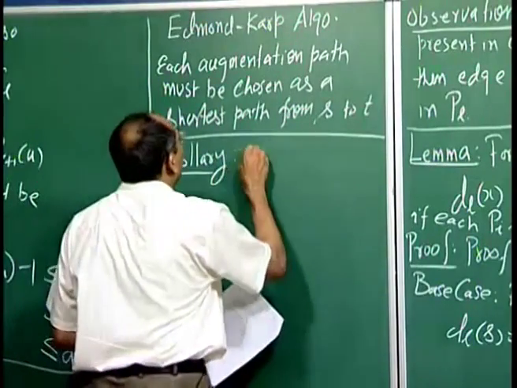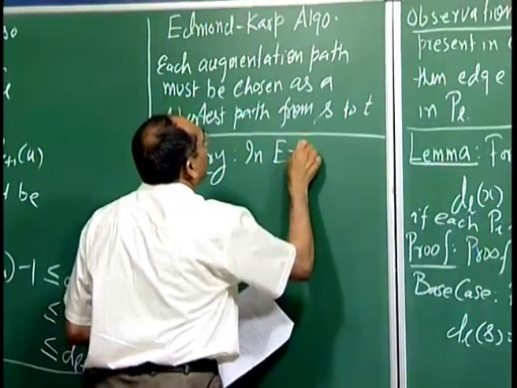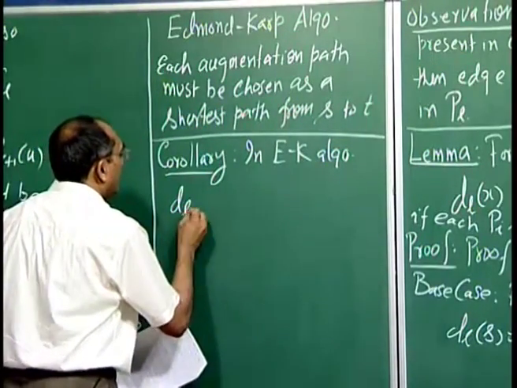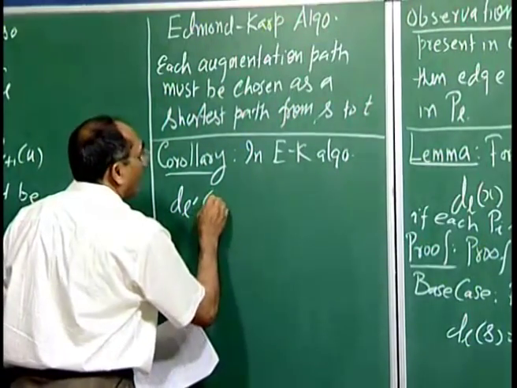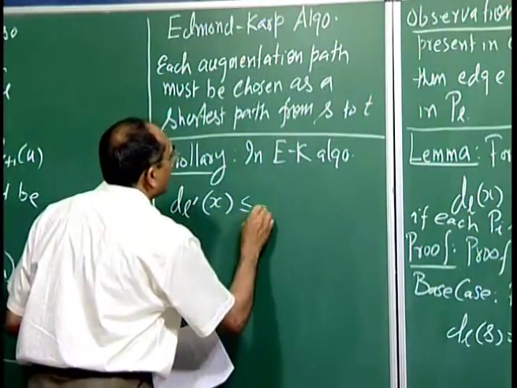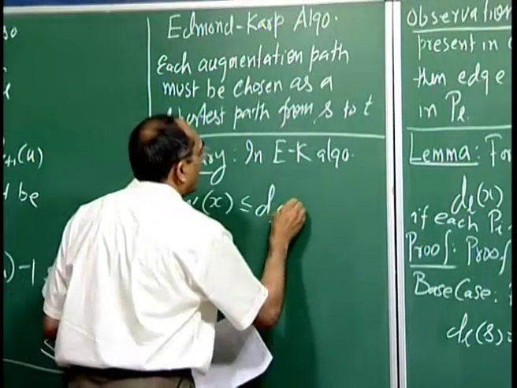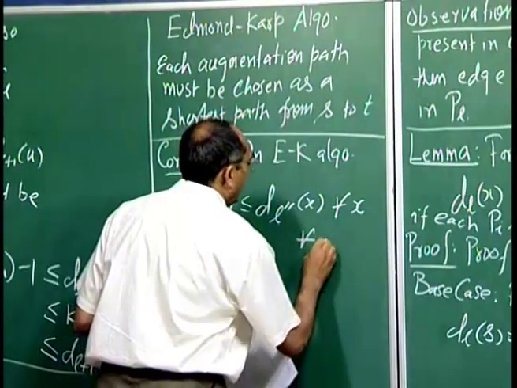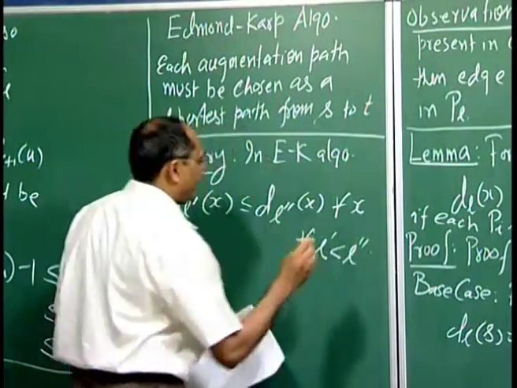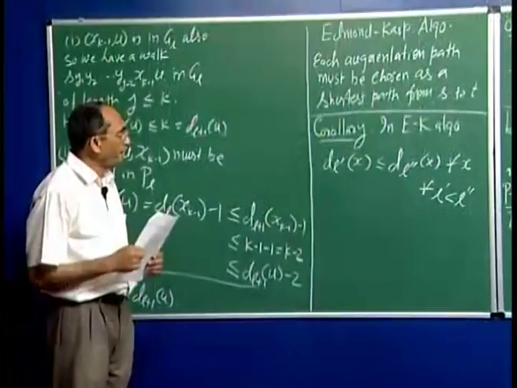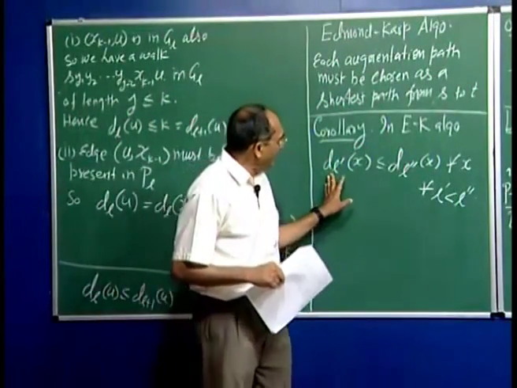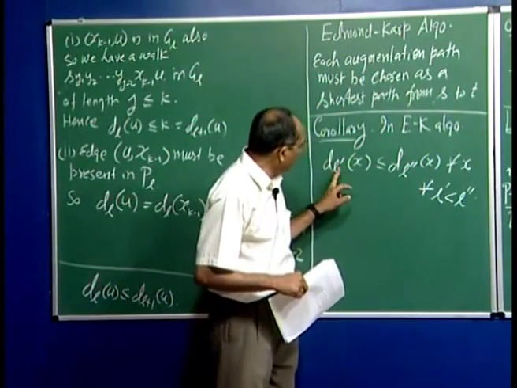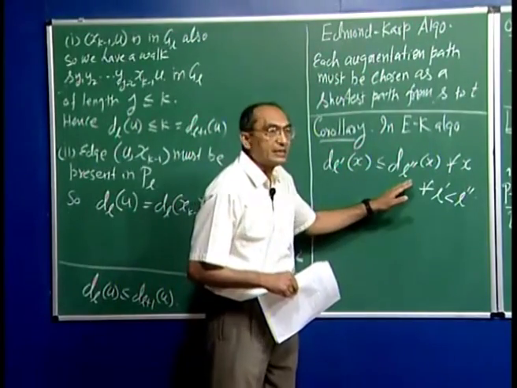That is, in the Edmonds-Karp algorithm, dL'(x) is less than or equal to dL''(x) for all x and for all L' less than L''. That is, in any subsequent iteration, the distance of a vertex can never decrease.